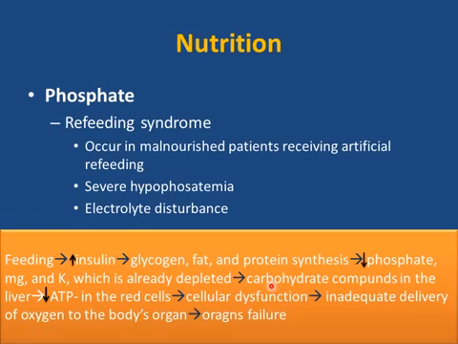So the liver starts to build more carbohydrates by phosphorylation, and this will consume a lot of ATP. When the ATP becomes depleted in the red cells, they will have red cell dysfunction and inadequate delivery of oxygen to the body organs, and organ failure, and they may end up even with death in severe cases.